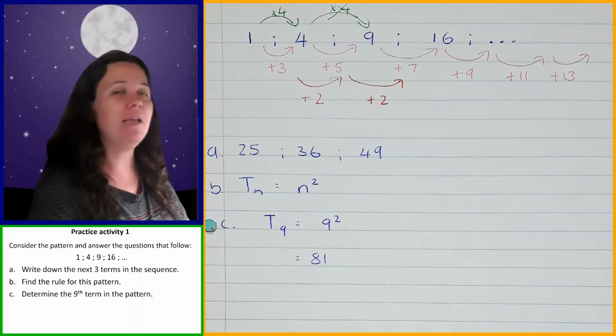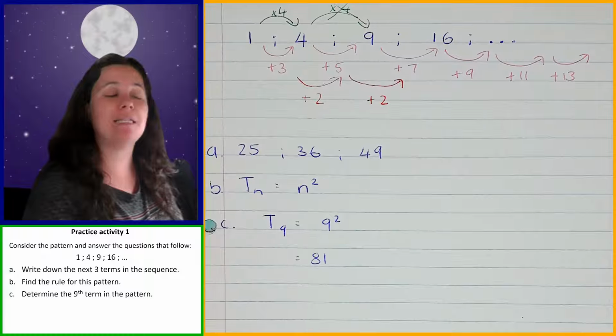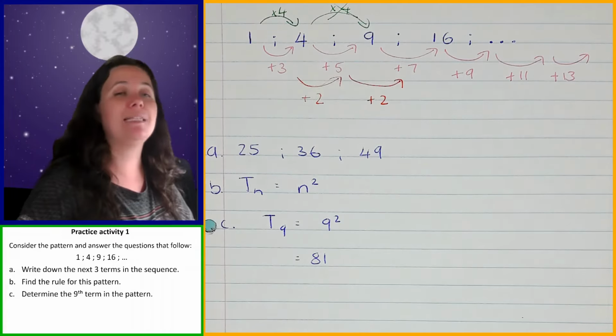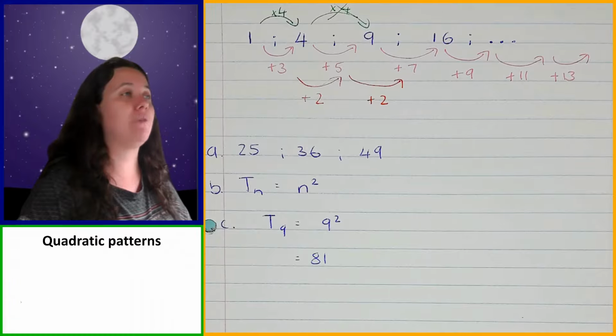Okay. So now this, like I said, is an example of a pattern that doesn't have a constant difference and it doesn't have a constant ratio. This is a pattern that has a second level of differences that is constant. It is an example of a pattern that we call quadratic. Okay, so let's have a look at our quadratic patterns.